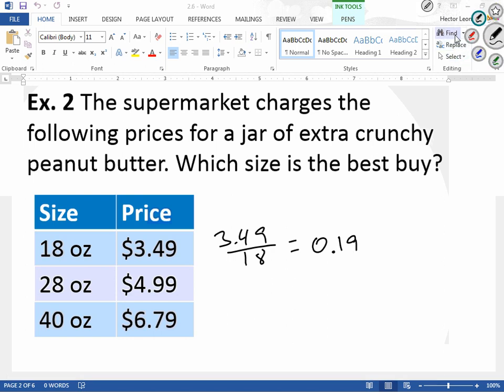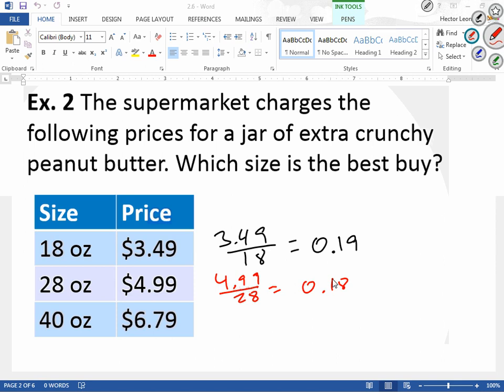If I look at the second operation, once again, I want to know how much is 1 ounce. So I'm going to go 4.99 divided by 28. And it tells me each ounce is going to be about 0.18. I am rounding some decimals in here because when we deal with money, we round to two decimal places.